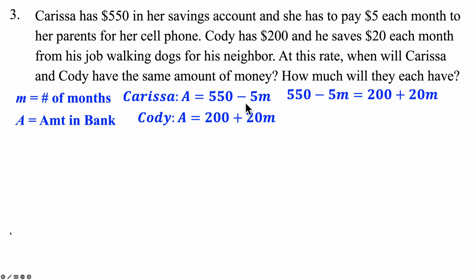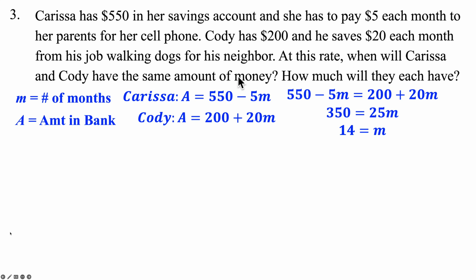We're going to take 550 minus 5m, put that into Cody's A, because we have them both equal to A, and solve for m. I'm going to add over the 5m to the 20. I'm going to subtract the 200 from the 550 to get 350. Divide by 25, m is 14.